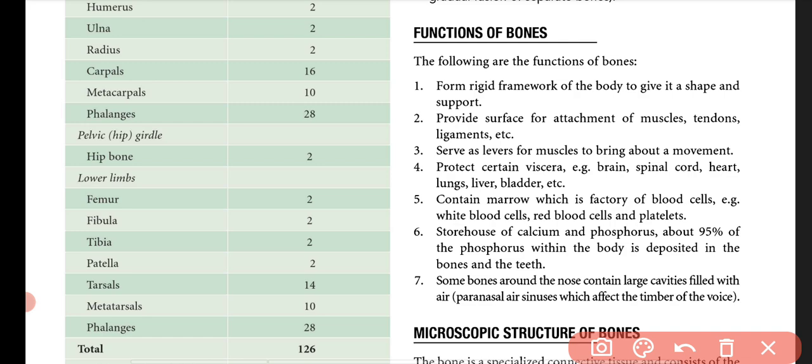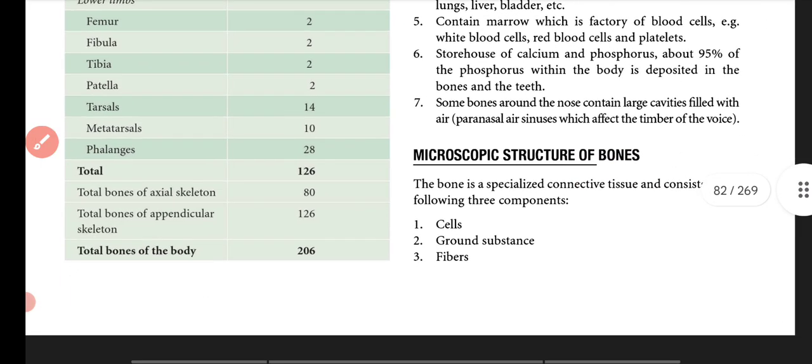The last one is the bones around the nose, the facial bones mainly, which contain large cavities, the sinuses. So these are the functions of the bones.